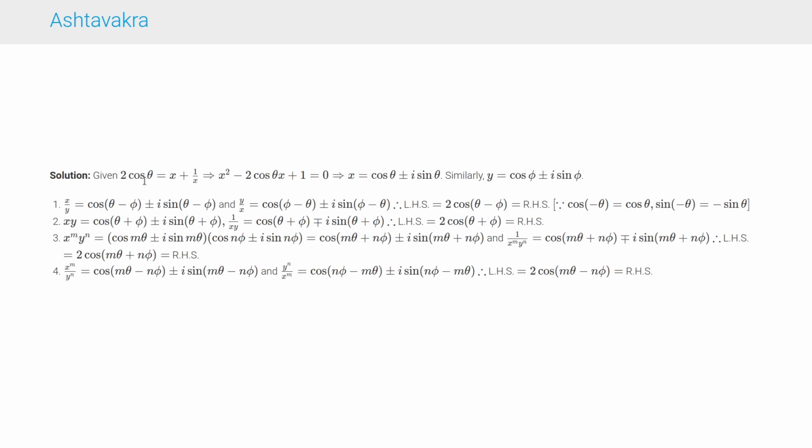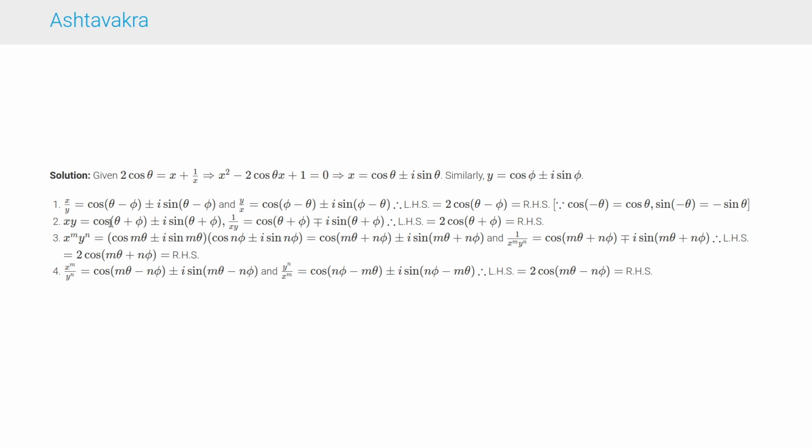So we are given that 2 cos theta is equal to x plus 1 by x. So x square minus 2 cos theta x plus 1 is equal to 0. That means x is equal to cos theta plus minus i sin theta. Similarly, y is equal to cos phi plus minus i sin phi. Now it's a matter of simply substituting these in the given expressions and we will have the result. So x by y is cos (theta minus phi) plus minus i sin (theta minus phi), and y by x would be cos (phi minus theta) plus minus i sin (phi minus theta). So sine terms will cancel each other and our result will be 2 cos (theta minus phi), because cos(minus theta) is equal to cos theta and sine(minus theta) is equal to minus sine theta. This is fourth quadrant we are talking about.